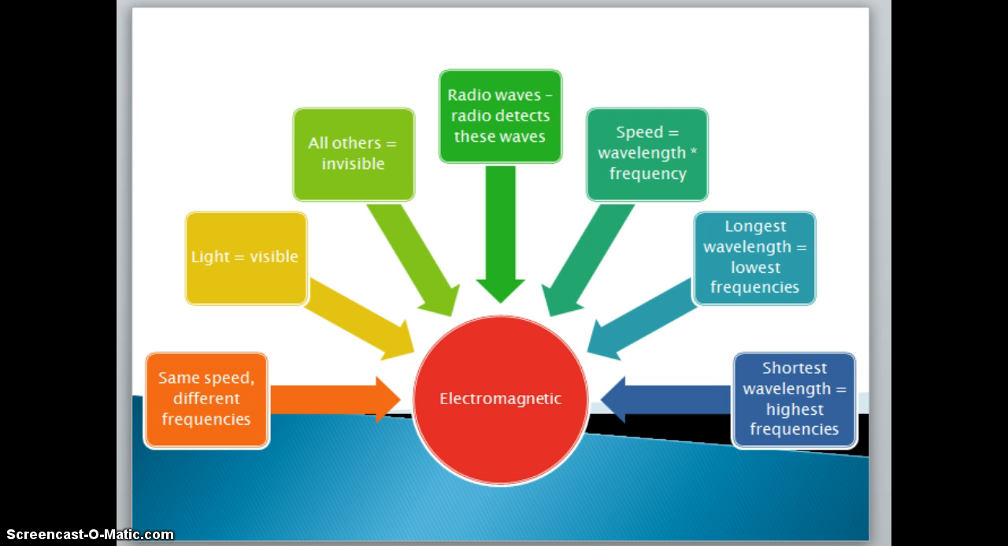Radio waves have the longest wavelength and the lowest frequency, and radios can detect these types of waves. Remember that we can calculate the speed of a wave by taking its wavelength and multiplying it by the frequency. Those waves that have the longest wavelength have the lowest frequency, and those waves that have the shortest wavelength have the highest frequency.